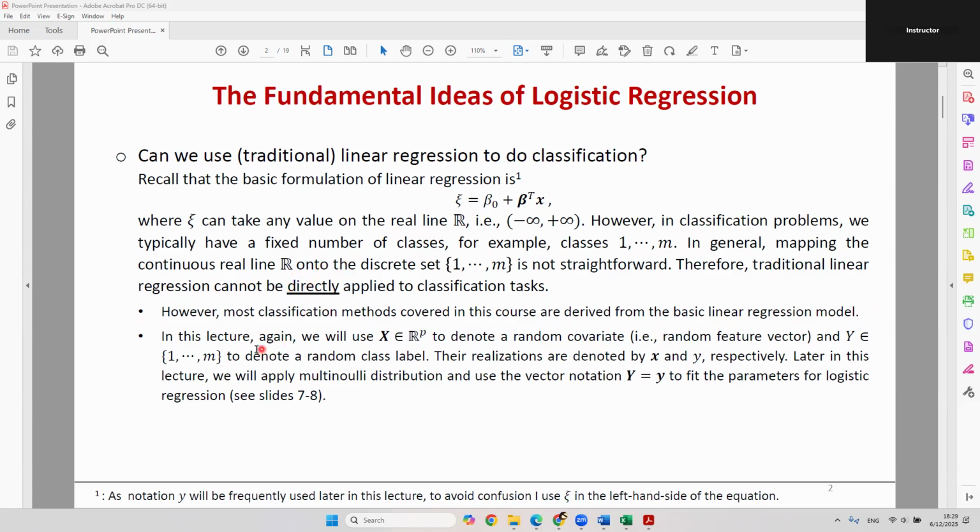You need some tricks. So in this lecture, we will use bold x, a vector, to denote a random covariate or random feature vector, and y to denote a random class label. If I write a lowercase x, that means it's a realization. Similarly, lowercase y means it's a realization of the label. In this lecture, we will apply the multinoulli distribution, and then we'll use the vector notation y equal to y to fit parameters for logistic regression later, slides 7 to 8. Here's slide number 2.